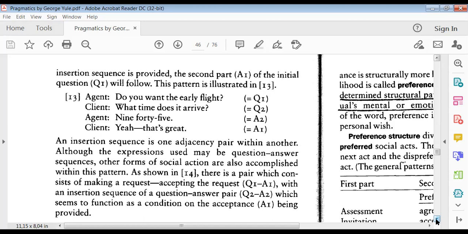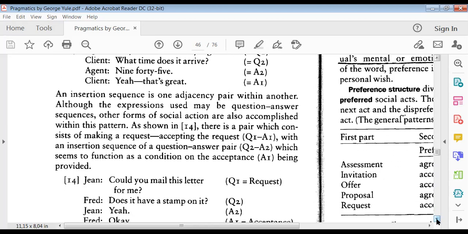Although the expressions used may be question answer sequences, other forms of social action are also accomplished. It is not always a question and an answer; it could be other types of contributions. Other forms of social action are usually achieved within this pattern.